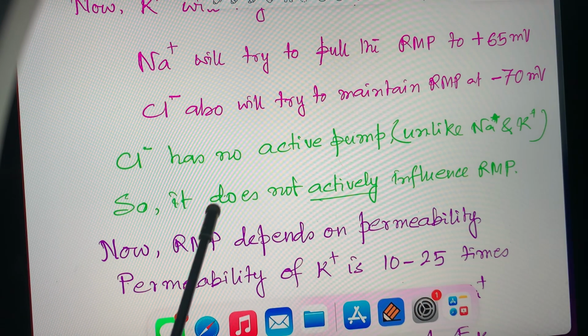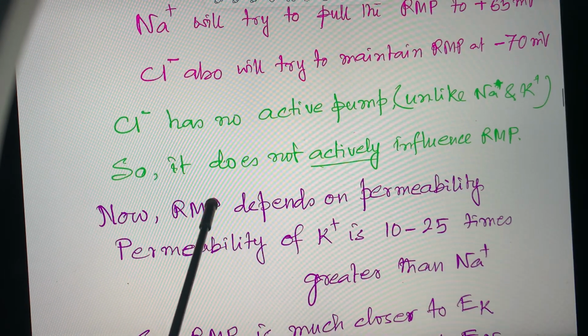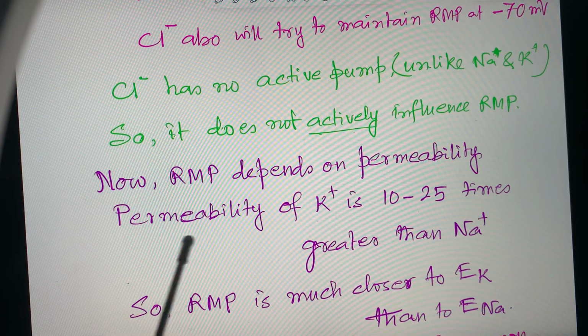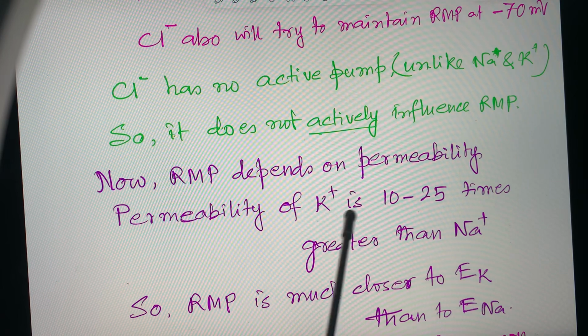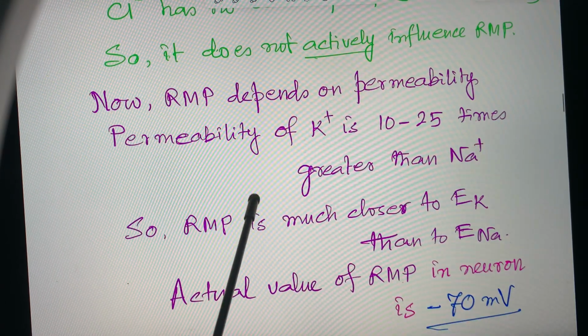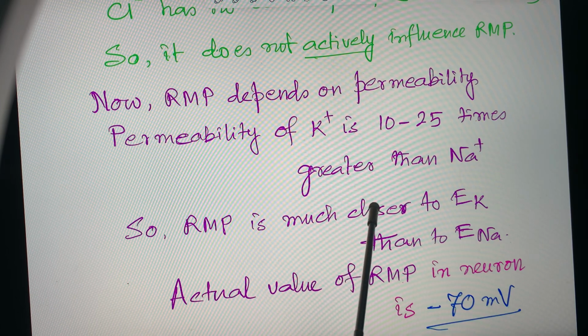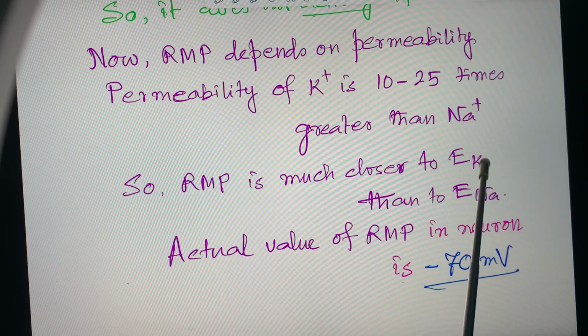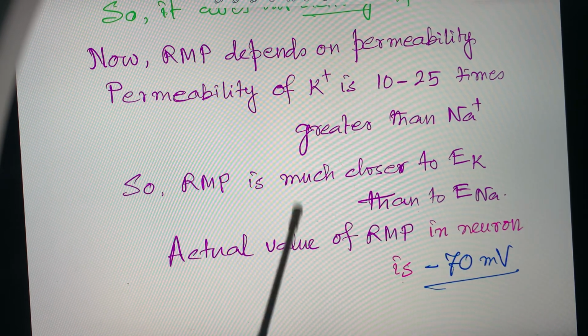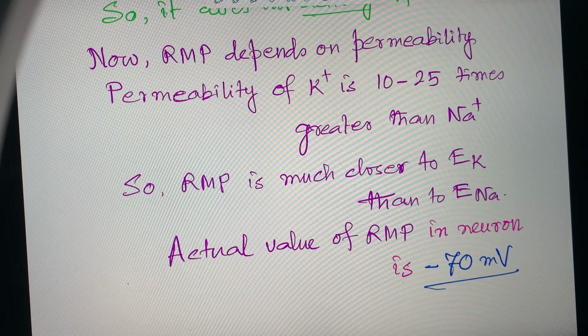Now resting membrane potential depends on permeability. The permeability of potassium is much more. It is 10 to 25 times greater than sodium. So resting membrane potential is much closer to EK, that is potassium equilibrium potential, than to sodium equilibrium potential, just because permeability of potassium is much more.